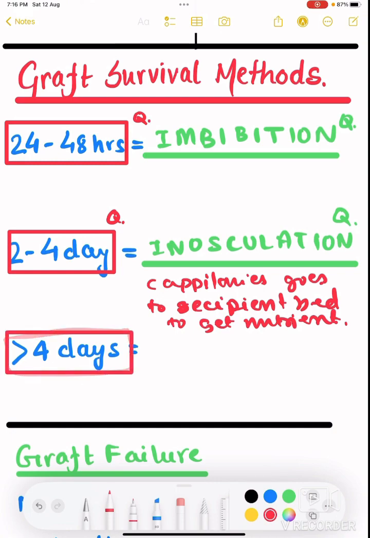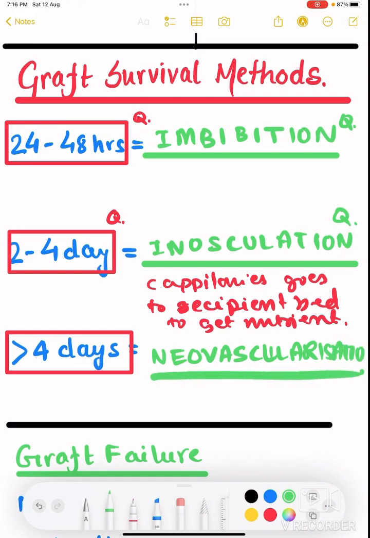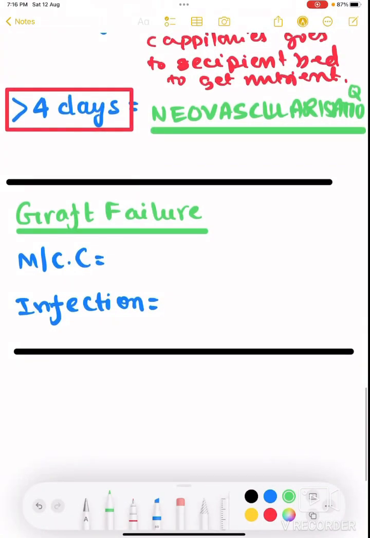For more than 4 days, after 4 days, what is the main method of survival? Of course, it is neovascularization. For how many days will the graft do like a plant? Of course, it will vascularize itself from the underneath bed, neovascularization. So you have to remember the name basically, right? Neovascularization.